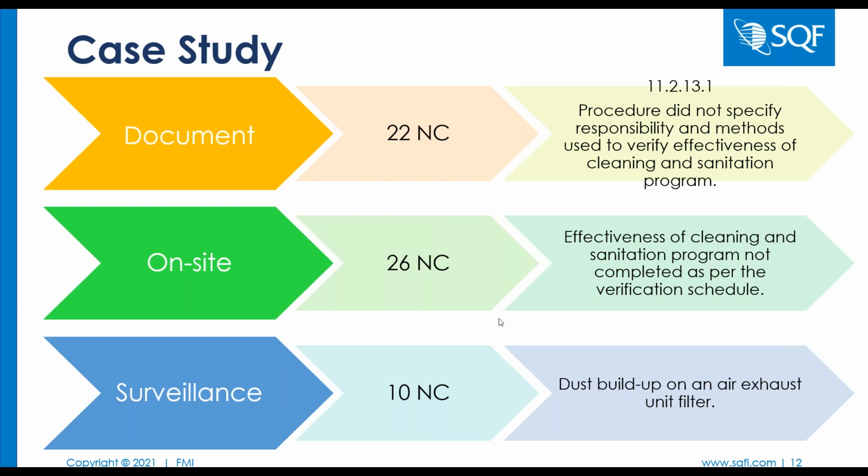And then 6 months later, the auditor came back for a surveillance, identified 10 more nonconformances, and they got another one in 11.2.13.1, dust buildup on an air exhaust unit filter. So the first one was their procedure, the second one was their record of verification, and the third nonconformance was for their practices. They still could not get 11.2.13.1 correct. Do I feel that they would have done better, or been worse, without the document audit?